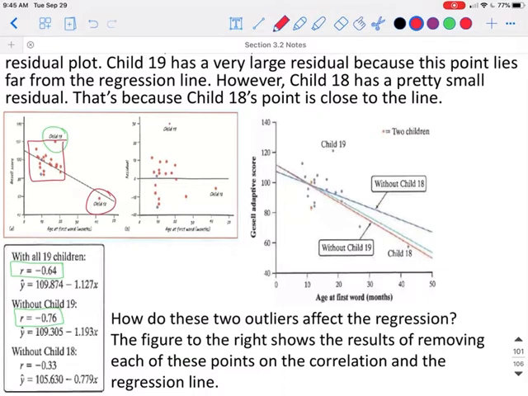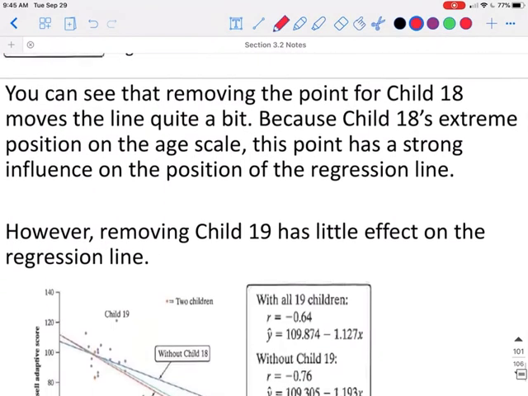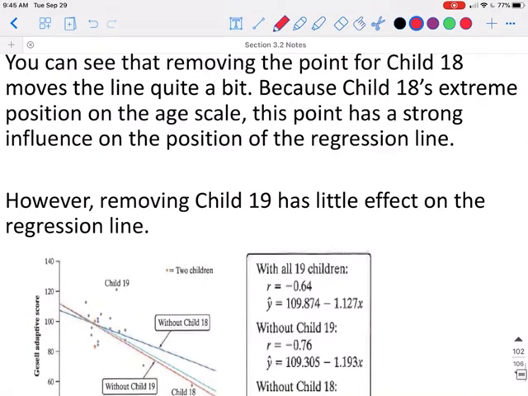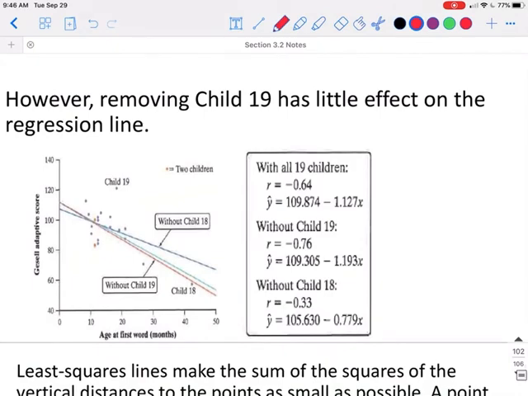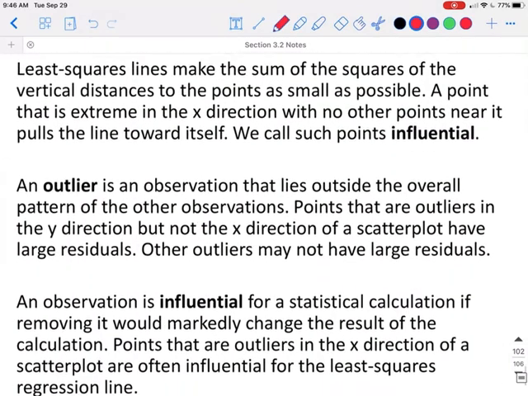If you remove child 18, we are now going to end up with that dark blue line on the right, and you can see that line is drastically different than what we started with. We're also going to drastically change the R value for the least squares line. So we can see by removing child 18, we move the line quite a bit, because child 18's extreme position on the age scale is a big influence on our least squares regression line. However, removing child 19 has little effect on that regression line.